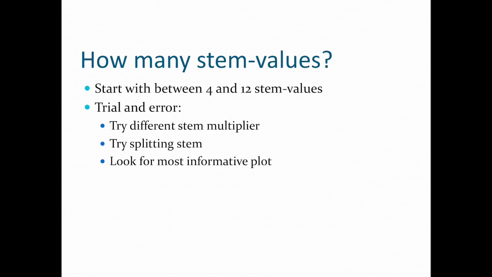And sadly, the best way to do this is kind of trial and error. You might have to try different stem multipliers, try different splitting stems. You're going to want to look for the most informative type of plot there is. Sometimes it'll be really simple to see how to set it up, and sometimes you might do a plot one way, and then you'll see, oh, I need to split it up because it's too congested, it's too crunched up, right?